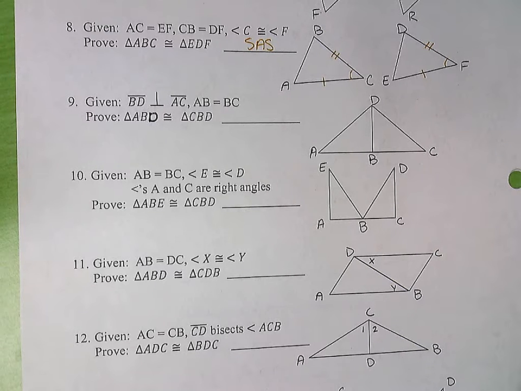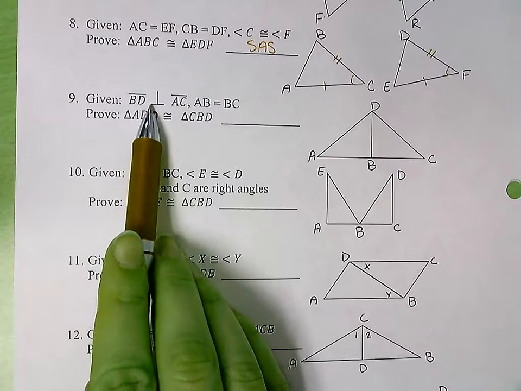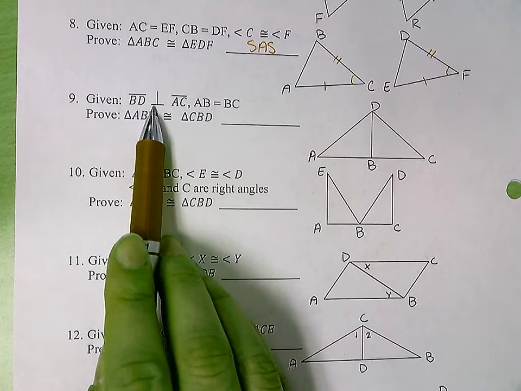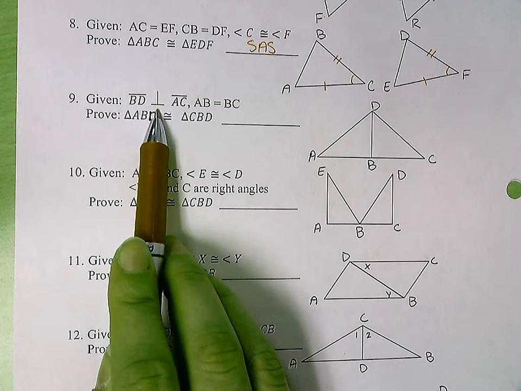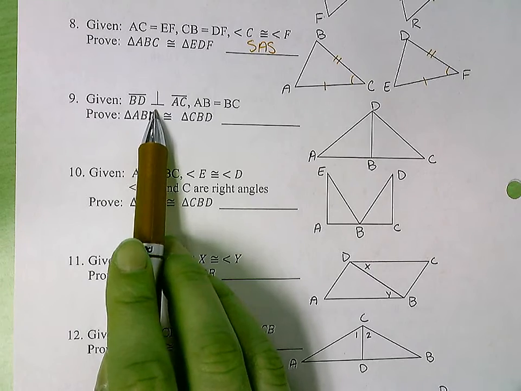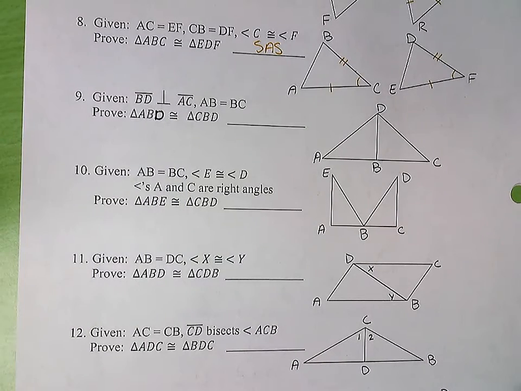Isaiah, that symbol? Yeah. This symbol right here means perpendicular. Okay, so that upside down T shape means those are perpendicular.